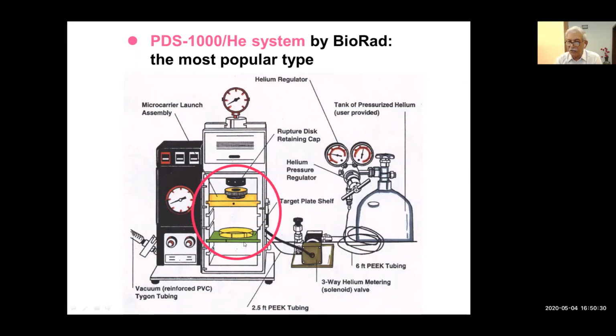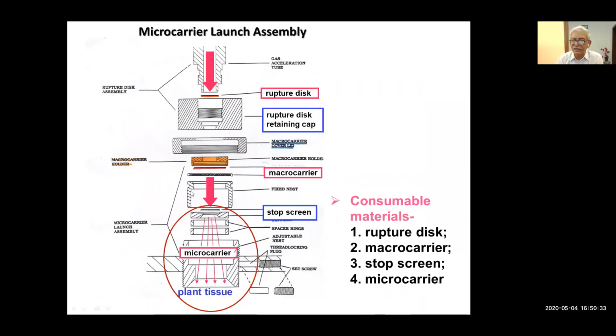Okay. Now, I will show you that this is the rupture disk. And then this is the macro carrier. And this is the iron screen. And this macro carrier is loaded with the tungsten particles or gold particles coated with DNA. And when you do the bursting of this rupture disk, helium gas pressure takes the tungsten particles, which are known as microcarriers. What is a microcarrier? It's a tungsten or gold particle carrying the DNA. It's called a microcarrier because these are microparticles.